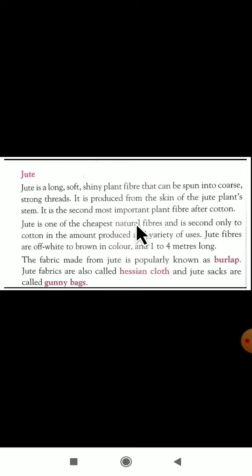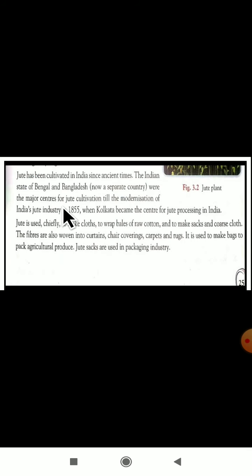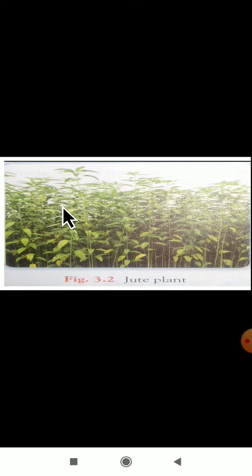Jute is a long, soft, shiny plant fiber that can be spun into coarse, strong threads. Here I will show the picture of a jute plant. Yes, dear students, this is a jute plant. It is long in length, and it is a soft, shiny plant fiber. It is obtained from the jute plant and spun into coarse, strong threads. It is produced from the skin of the jute plant stem.